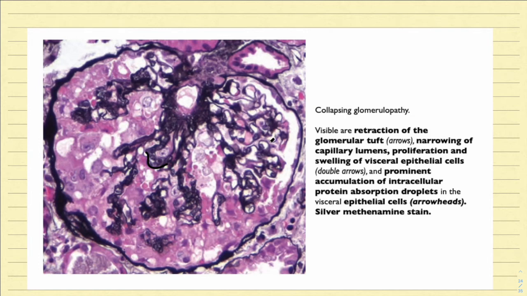There is also proliferation of the visceral epithelial cells, not that much clear in this particular diagram, but it is there. And very important, you can see the intracellular protein absorption droplets in the visceral epithelial cells. So visceral epithelial cells are showing protein absorption droplets, as we can appreciate over here. Just remember these points at least. If you don't remember the diagram, that's also enough.